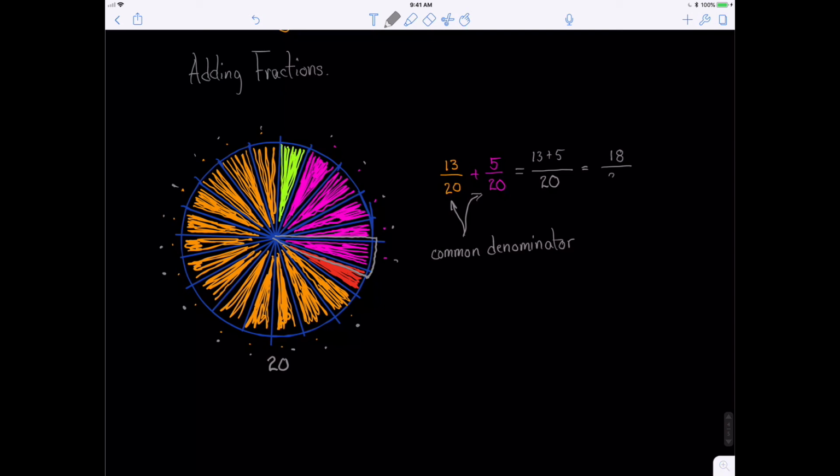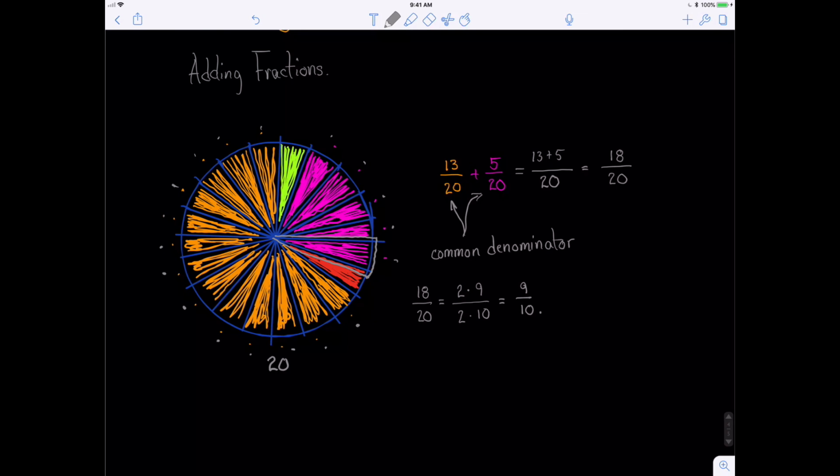Now, notice first that 18 20ths, those are both even numbers. And so I'm going to bring my 18 20ths down here, and I notice that they're both even. I have a 2 times 9 for 18, a 2 times 10 for 20, and now the 2's would cancel. In other words, my final answer is 9/10.